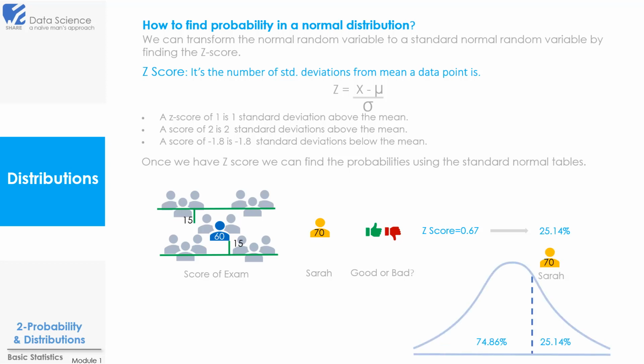Now the same thing we can show on the distribution as well. So you can see here in the graph, 75% of the scores are on the left of Sarah and 25% are on the right hand side. So that is how we use z-score.